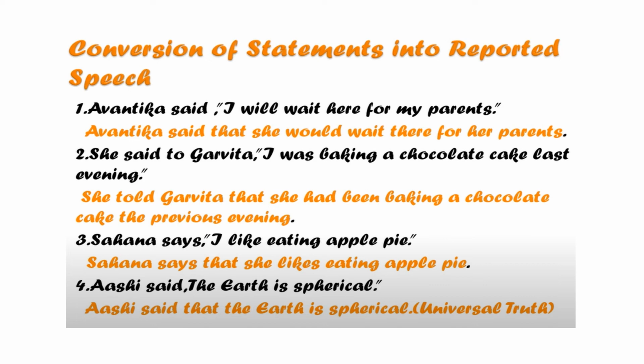Number 3, Sahana says, "I like eating apple pie." Sahana says that she likes eating apple pie. Number 4, Ashi said, "The earth is spherical in shape." Ashi said that the earth is spherical in shape. This undergoes no change because it is a universal truth.